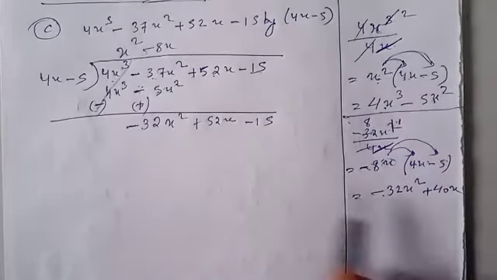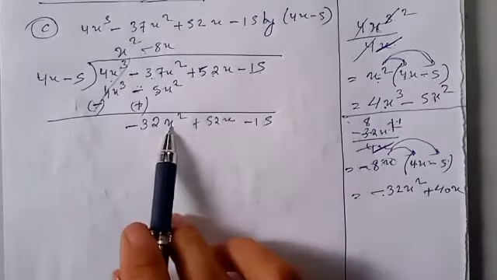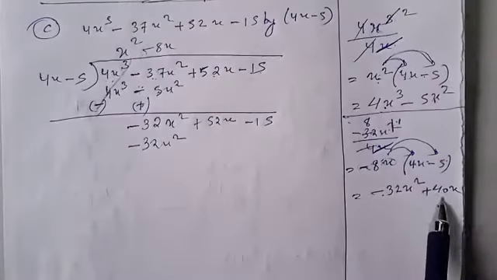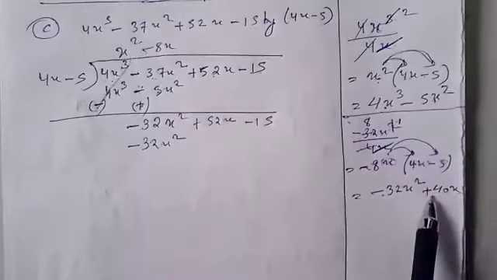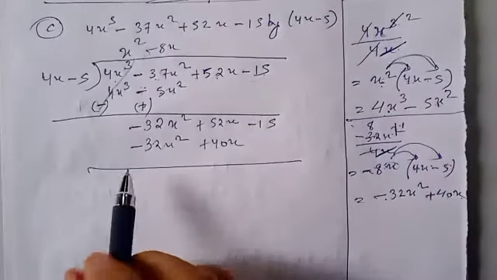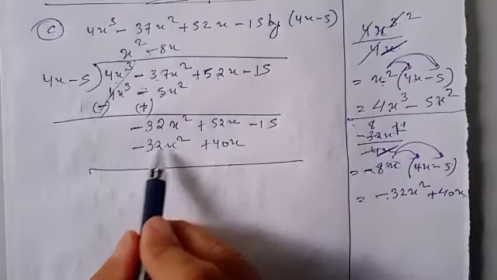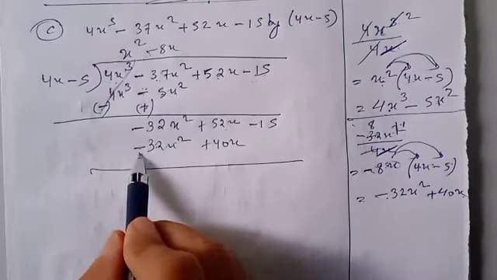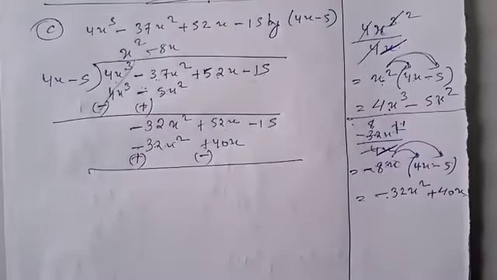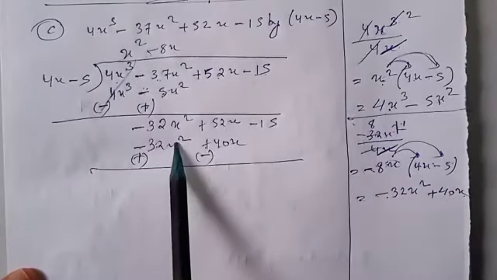Minus 32x squared, so write it just below x squared. Minus 32x squared, now 40x here, plus 40x, okay? Now change the sign: plus 32x squared, this is minus so change into plus. 40x, this is plus, so change into minus, okay?